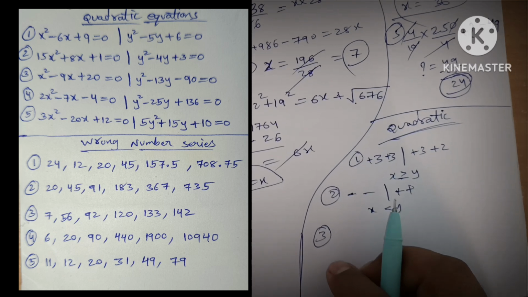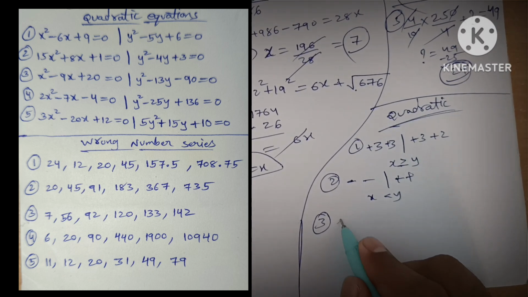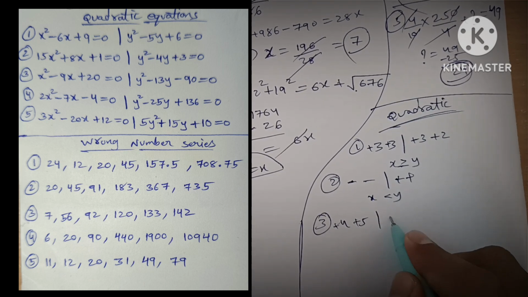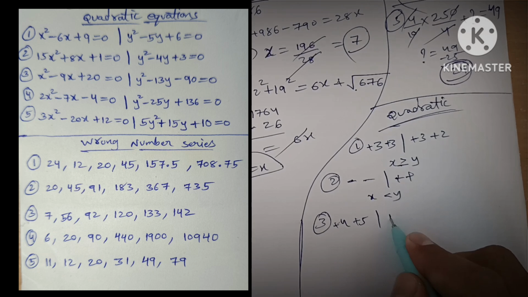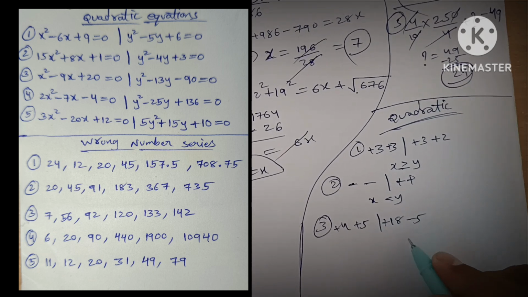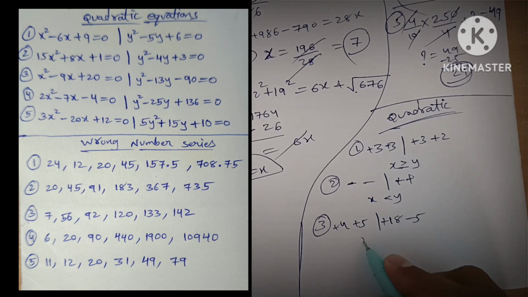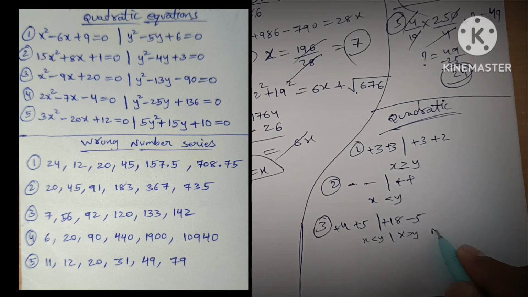Third one, x square minus 9x plus 20 equals to 0 means 4 5 times and the roots are positive. Y square minus 13y minus 90 equals to 0. 18 5 times and the roots are positive and negative. By comparing these two, x lesser than y, x greater than y. So no relation.